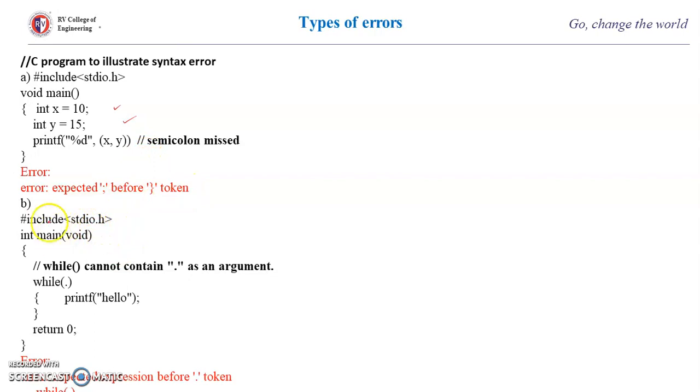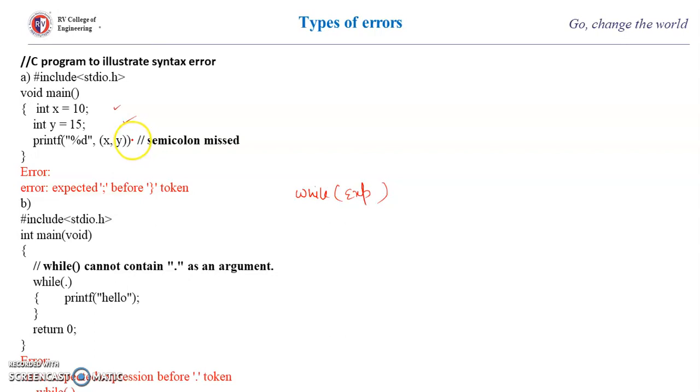Second example, here you can see in while, we have not given the expression. So what is the syntax of writing while loop? We write while, and inside this parenthesis we write some expression. So here expression is required. We have just written this dot. So the error will be expected expression before dot token.